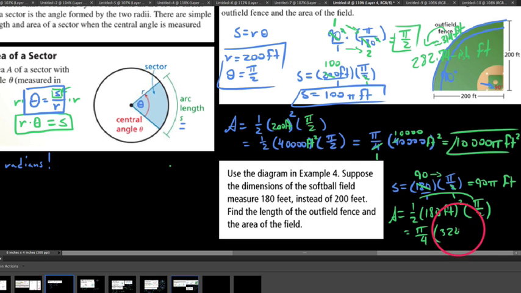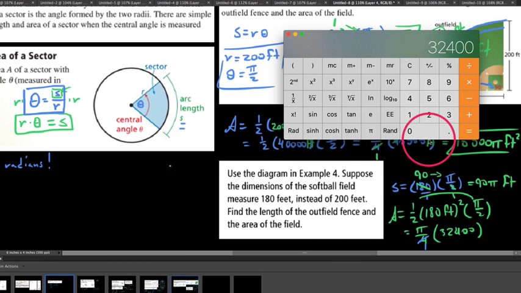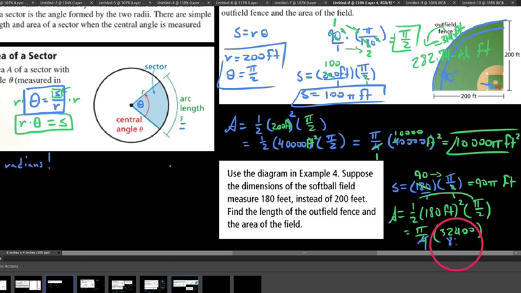32400. I think this is a multiple of 4. 4 goes into itself once, and if I divide 32400 by 4, we get 8100. So we get 8100 pi, and this is square feet, which is less than 10,000 pi. So that's sector area and arc length. Cheers.